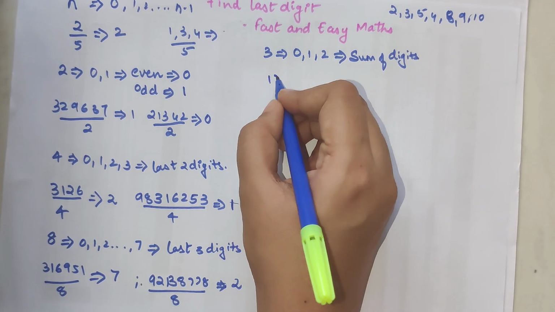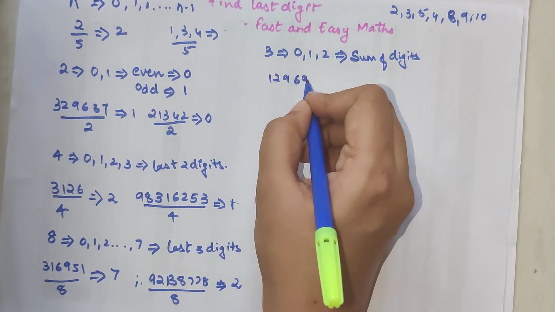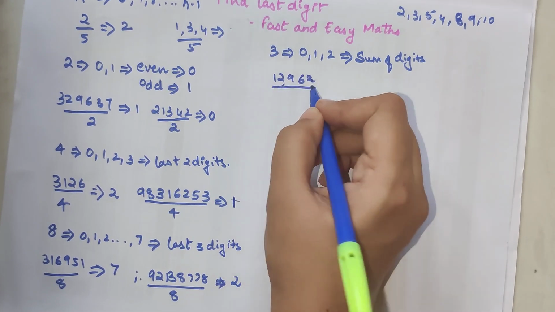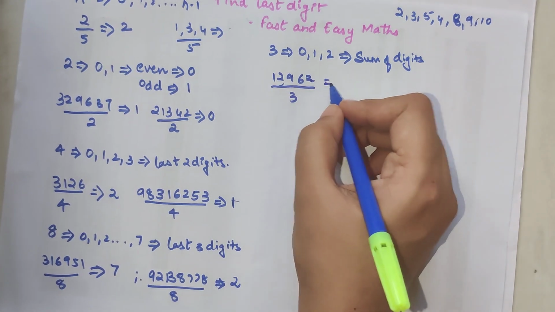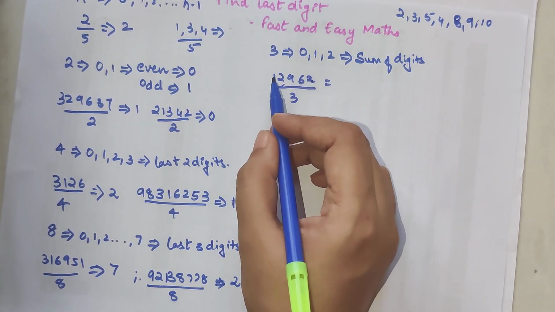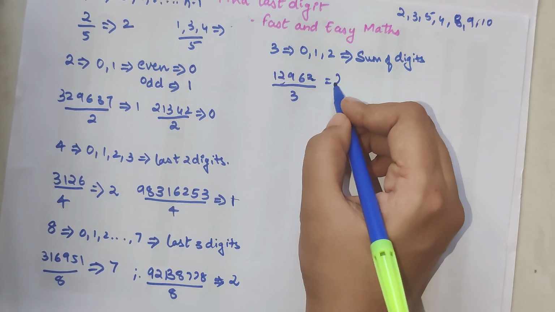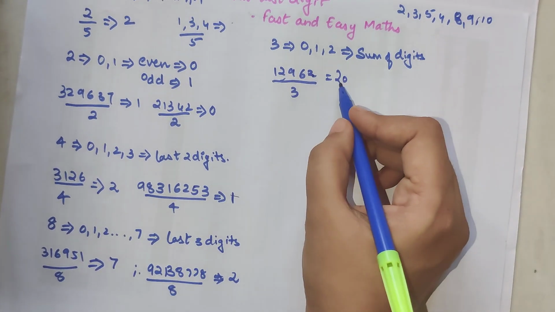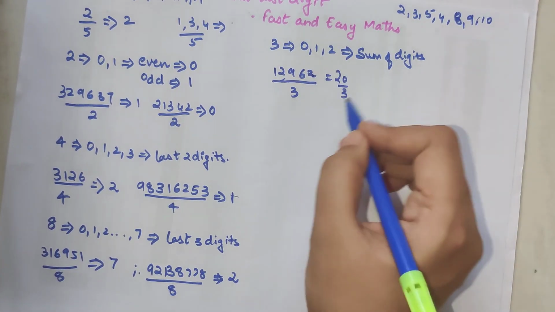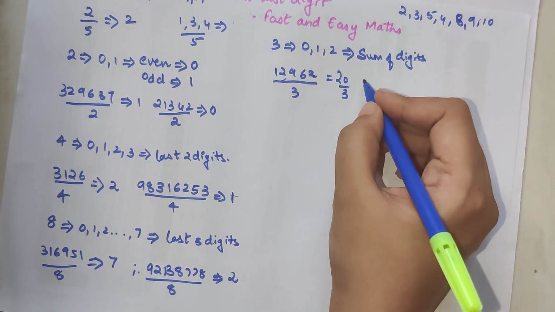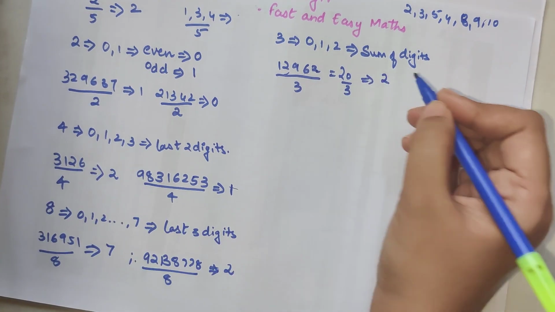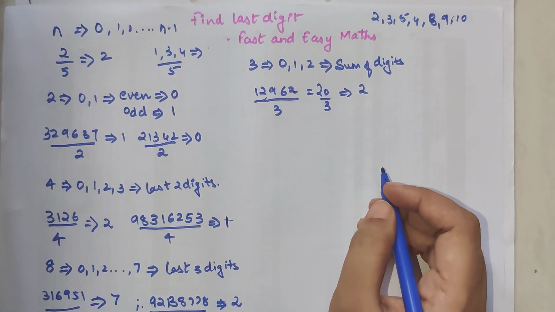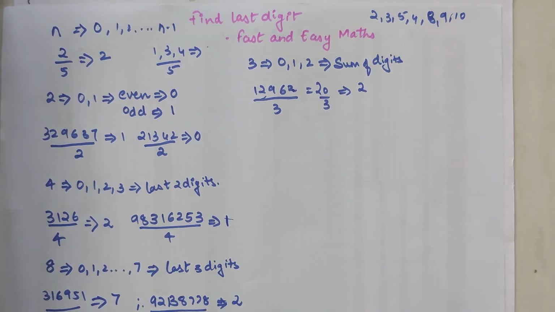So let me give you 129,662. If that is the number when divided by 3. So now when you add the digits, we have 20. And 20 divided by 3, you don't even have to do this. Okay, you can just add 2 and 0, and directly my remainder will be nothing but 2. Okay, so this looks very easy.